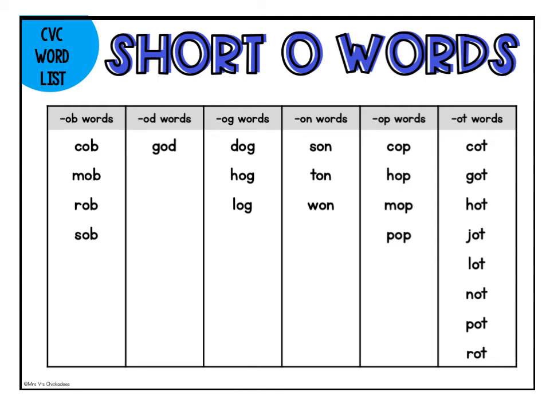Very good. Now let's have the second to the last. We have op. We have cop, hop, mop, and pop. Your turn. Great. Now let's have the last word list. We have ot. We have cot, dot, hot, jot, lot, not, pot, rot. Your turn.